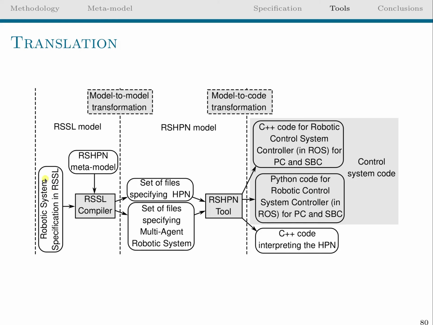So the general pipeline within our approach was that we provided the RSHPN meta model, we provided the robotic system specification language, and the compiler automatically generates hierarchical Petri nets in the form of two different sets of files. Those files are loaded by the RSHPN tool, and the tool generates either C++ or Python code for the Robot Operating System, and it was also used to generate C++ code interpreting hierarchical Petri nets.